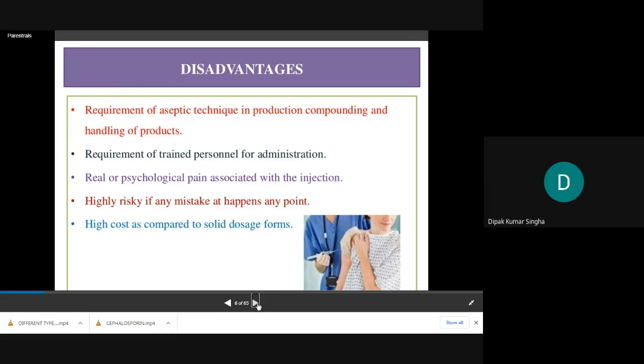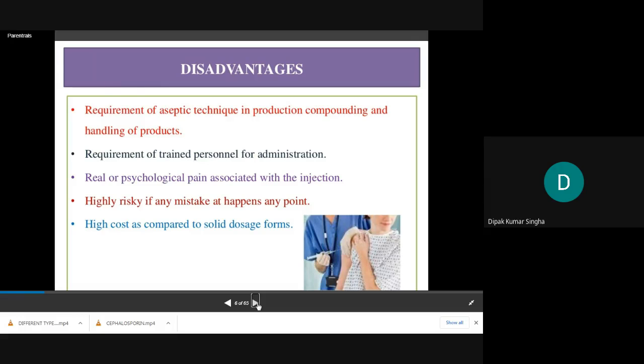In the case of parenteral preparation, last class we discussed what the aseptic techniques are. In oral preparation, there is no need for aseptic technique, but in parenteral preparation there must be aseptic technique in production, compounding, and handling of the products. So extra cost will be incurred for this aseptic technique, and it must be maintained.